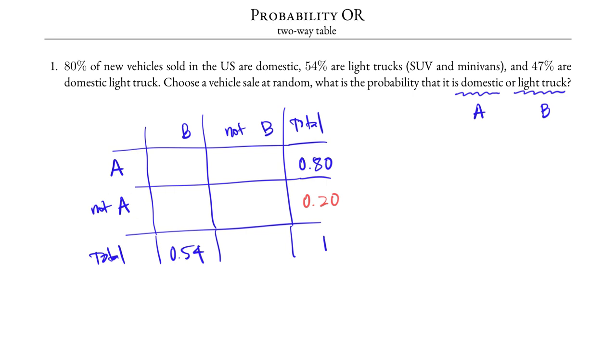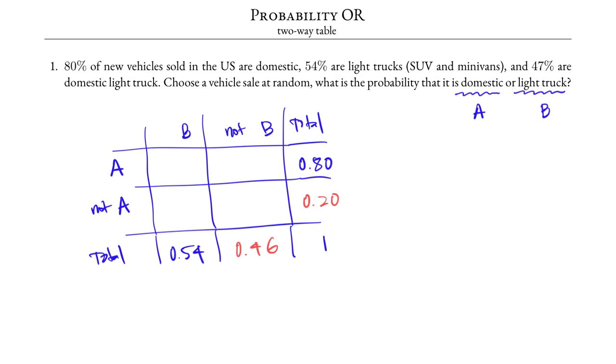These are imported vehicles. Similarly, 0.54 in the last row, blank, 1. The missing box in the last row has to be 0.46. It cannot be anything else because the totals in the rows and in the columns, the last row and last column, need to add up to 1.